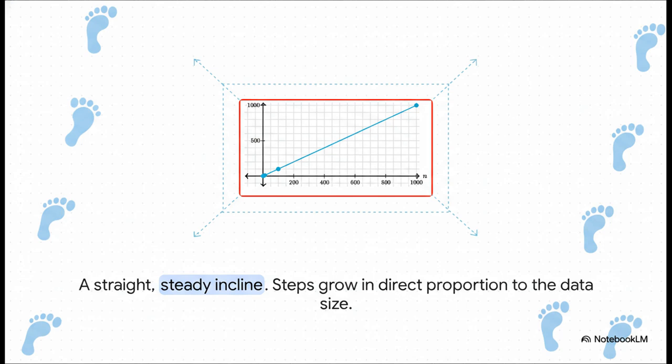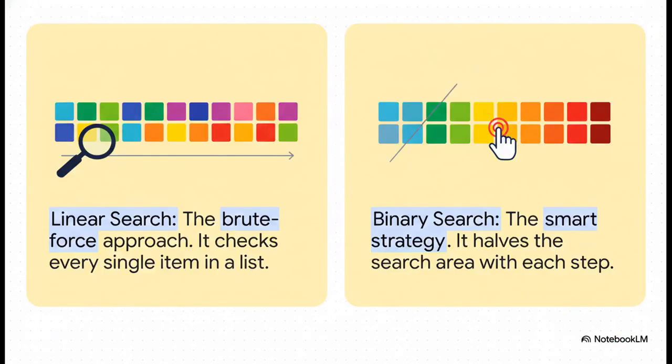And the graph for linear time? Well, it's exactly what you'd expect, a perfectly straight diagonal line. It's a steady, predictable march uphill. For every single step we take to the right with more data, we take one step up in effort. No surprises here. So really, it all comes down to brute force versus a smart strategy.